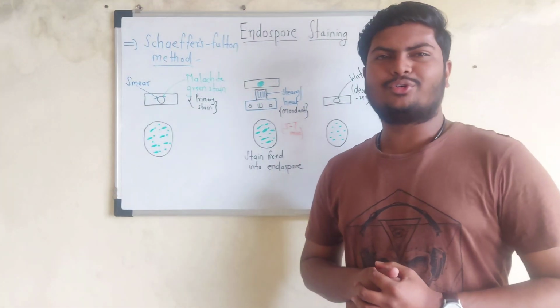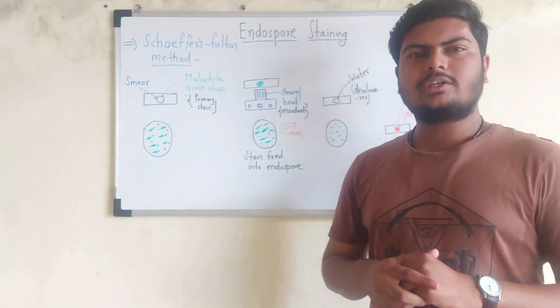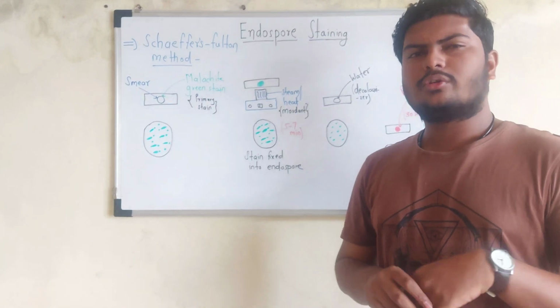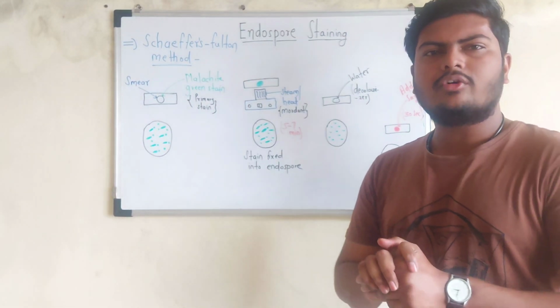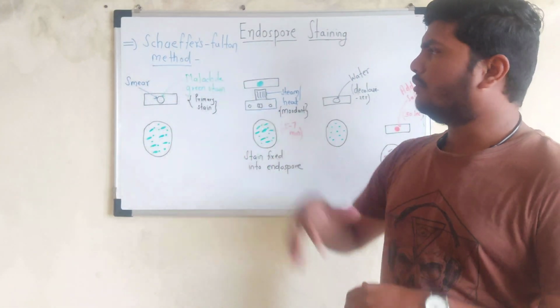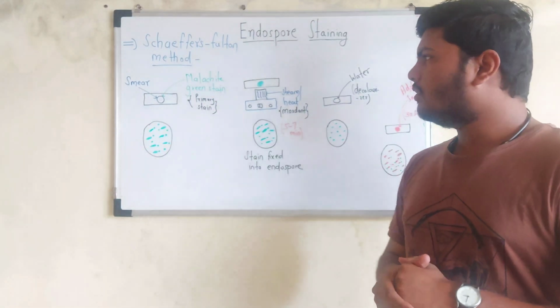Hello everyone. So today we are going to learn about endospore staining. In the previous lecture we have seen about the endospores, how they are produced, when they are produced. So in this lecture we are going to see how we stain the endospores. This method was started by two scientists, Schaefer and Fulton. We call it Schaefer-Fulton's method.